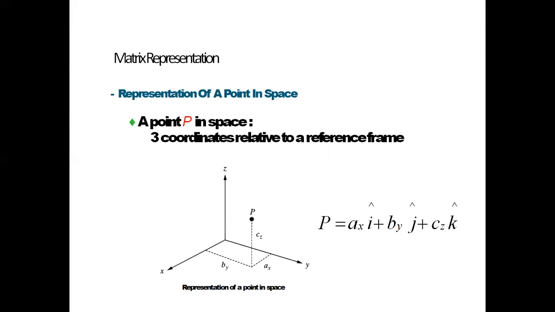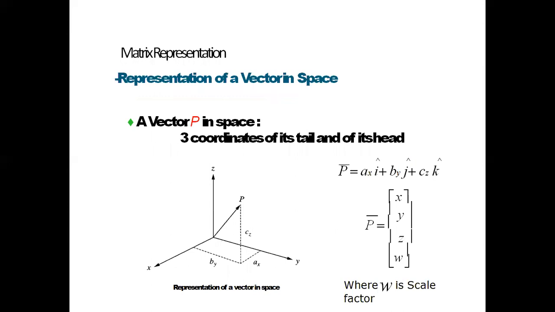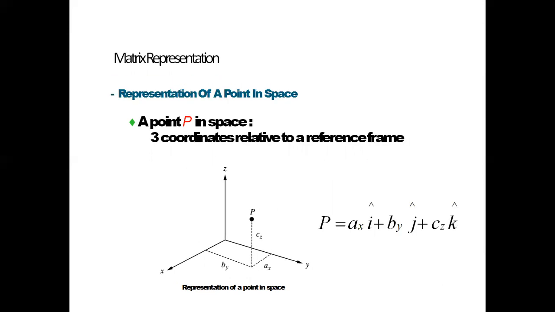So this is a normal representation of a point in a space. If you are defining vector notations, we'll have the vector notations x, y, z and w, where w represents the scale factor. This will have three coordinates of its plane and of its x. So this is about the representation of a vector in space. This is the representation of a point in space overall.